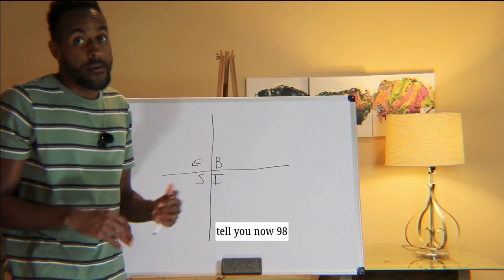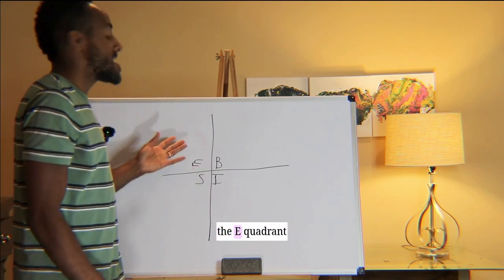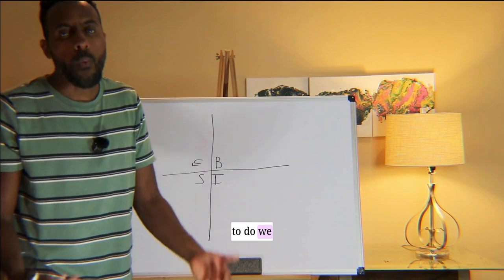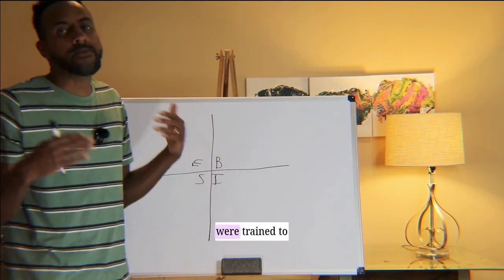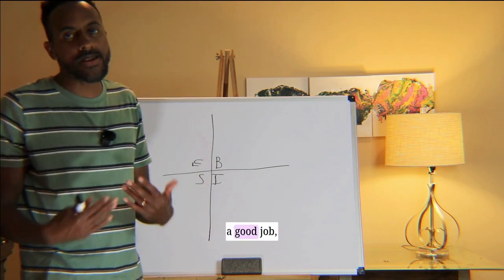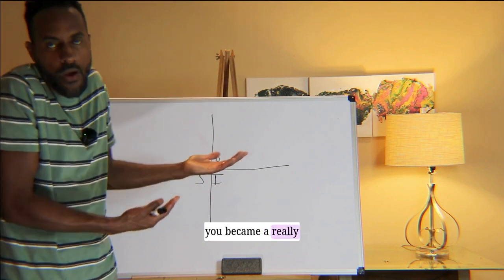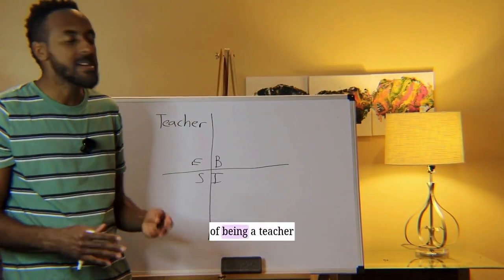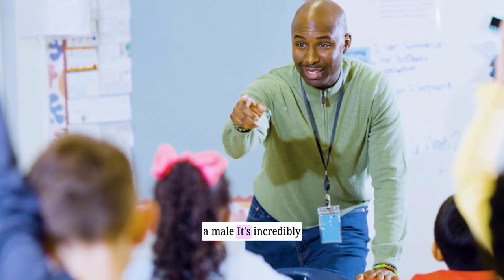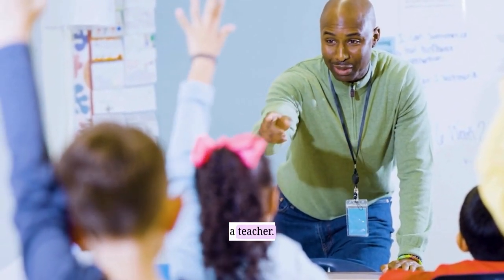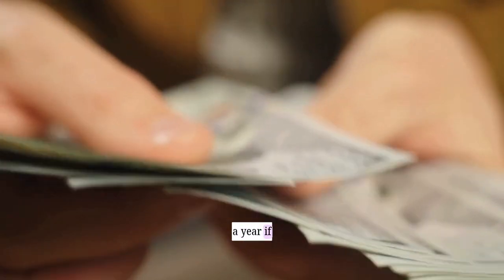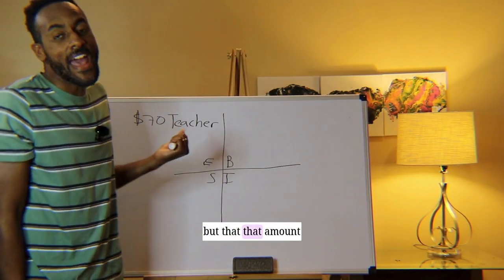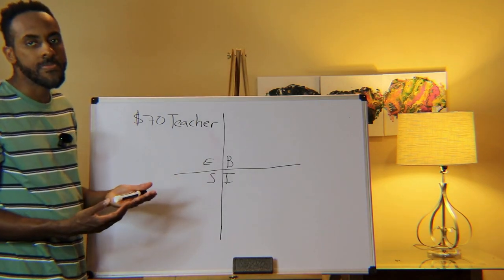I'll tell you now, 98% of America, we operate in the E quadrant, because that's what we've been raised to do. From kindergarten all the way up, we were trained to become good employees. So if you did a good job and you're really good at it, you became a really good employee. So, you know, you start out as a teacher. The issue with being a teacher, especially as a male, it's incredibly capped. As a teacher, you may make upwards of $70,000 a year if you're in an area that's very expensive. Maybe even 6 figures, but that amount of money is not going very far.